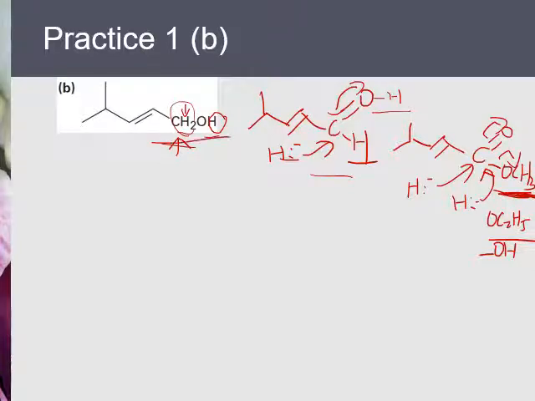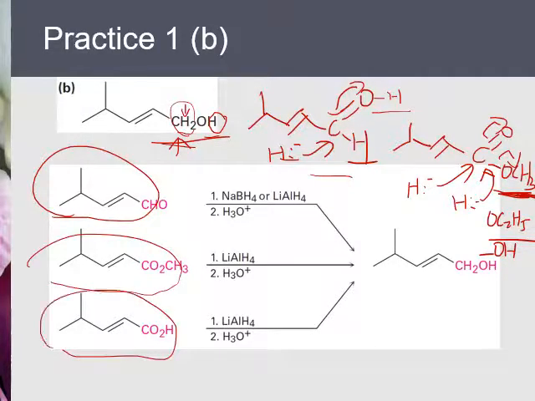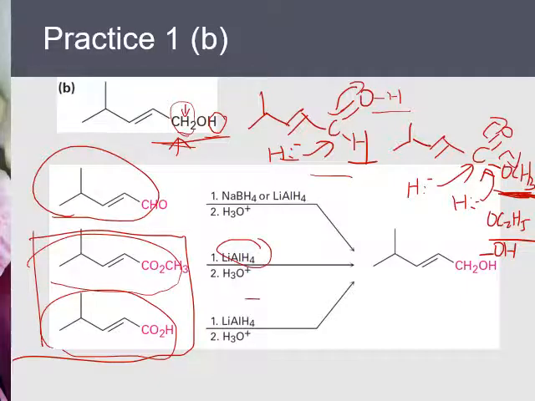So for primary alcohol, there are more possibilities. It could be an aldehyde, an ester, or a carboxylic acid. But for these two, carboxylic acid and ester, you need a stronger reducing reagent: lithium aluminum hydride followed by protonation. If it's an aldehyde, then both work. Either sodium borohydride or lithium aluminum hydride works.